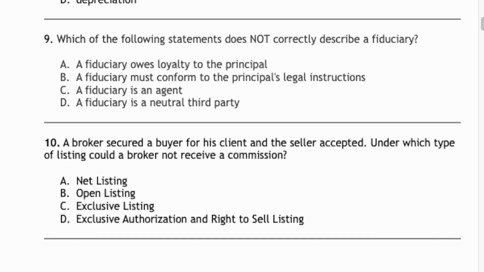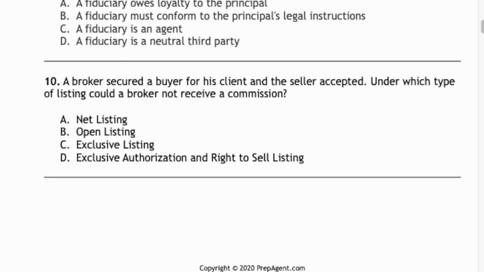All right. 10. A broker secured a buyer for his client and the seller accepted. Under which type of listing could a broker not receive a commission? We've got A, net listing, B, open listing, C, exclusive listing, or D, exclusive authorization and right to sell listing. Now, this one's a little difficult.